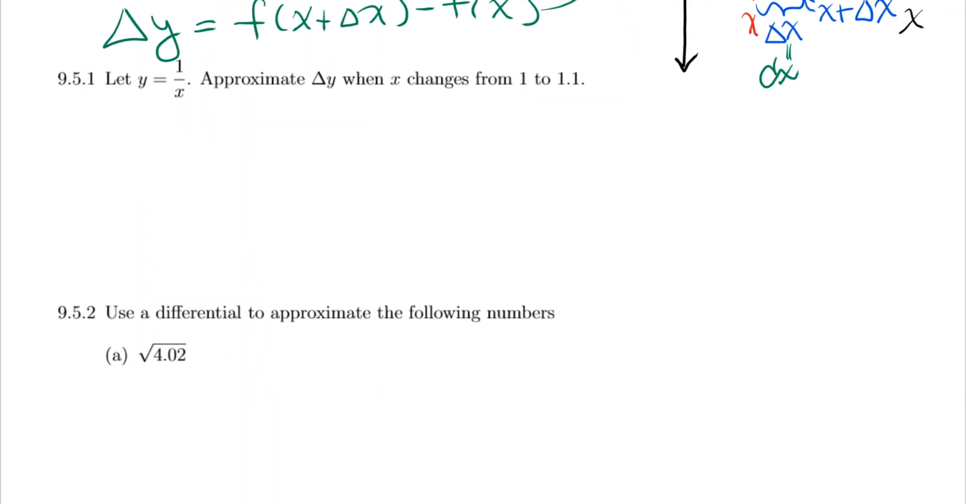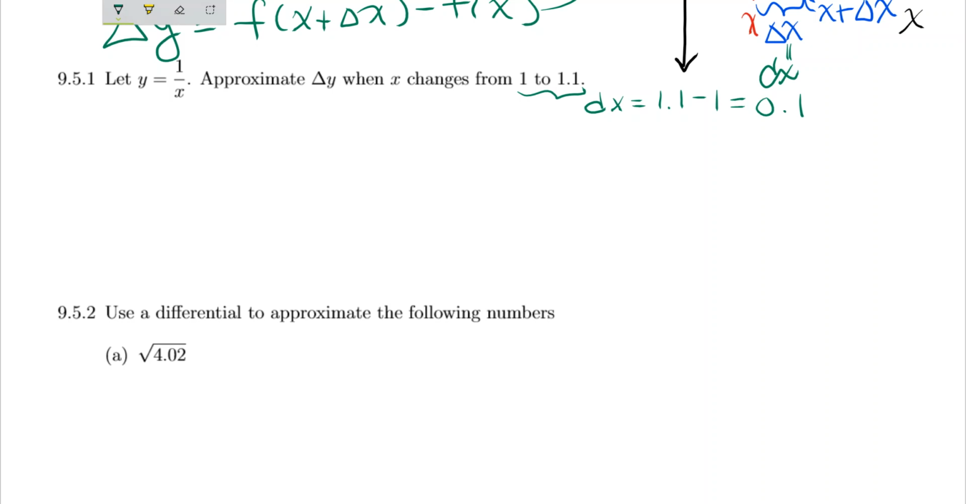Okay, so we're going to approximate delta y when x changes from 1 to 1.1. So the first thing I want to make note of here is that I know what my delta x is. It's the difference between these two. So my dx or my delta x is going to be 1.1 minus 1, or 0.1. So since I know that, I'm going to use it to do this approximation.